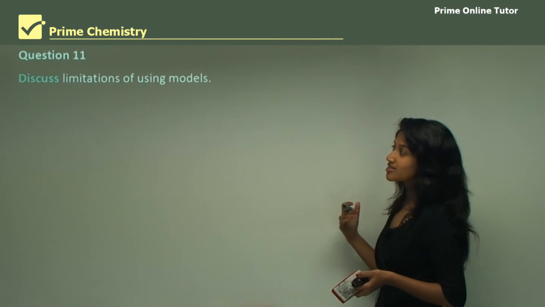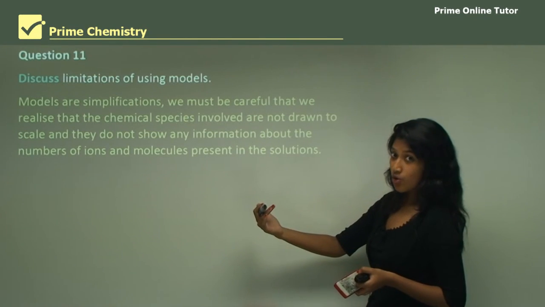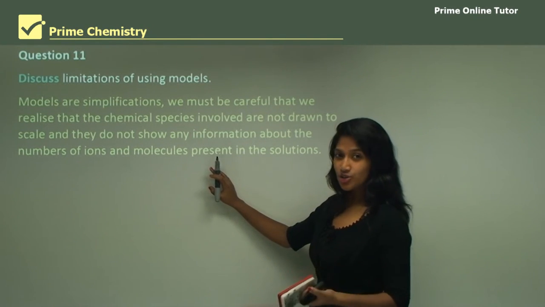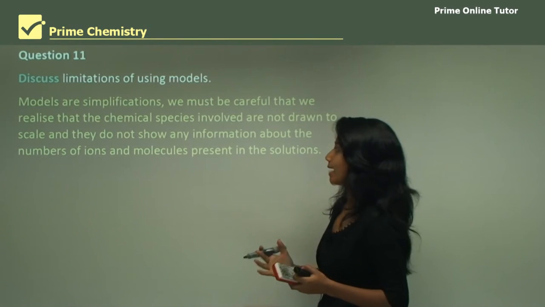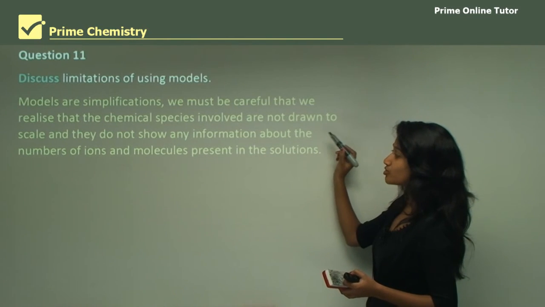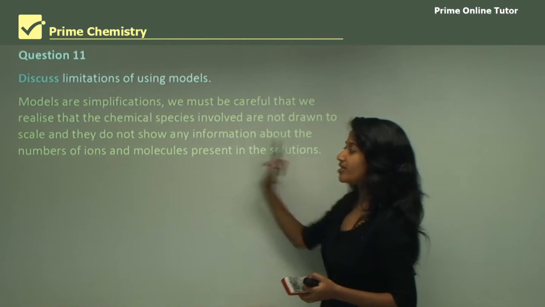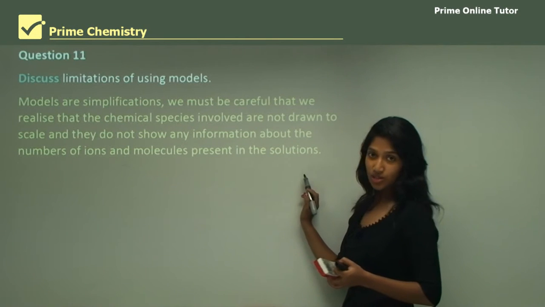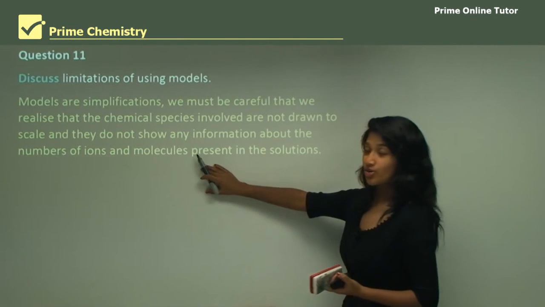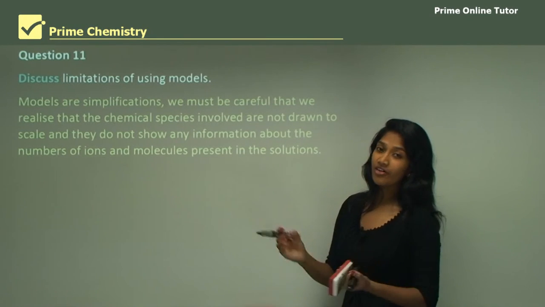Now question 11 asks, discuss the limitations of models. Again, you have to give your own opinion. Models are simplifications. In other words, it's not the actual thing, it's a simplified version of what's really happening. We must be careful to realize that the chemical species involved are not drawn to scale, and they do not show any information about the number of ions and molecules present in the solution. The actual size of each ion is not accurate there. What we draw is a very enlarged scale, while the ion is actually very minute.